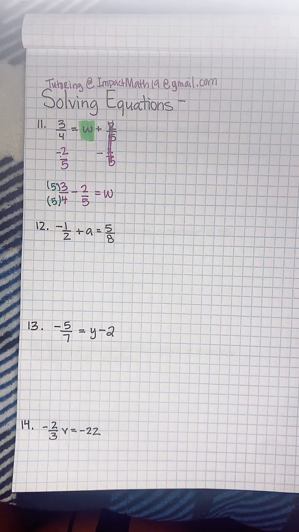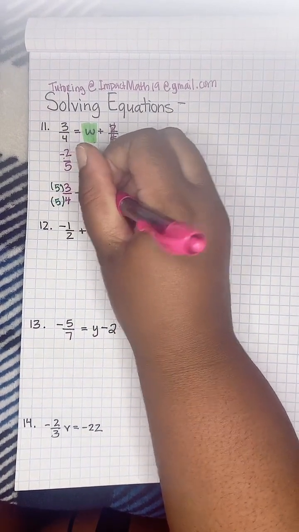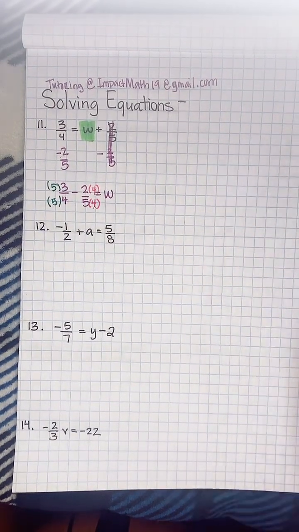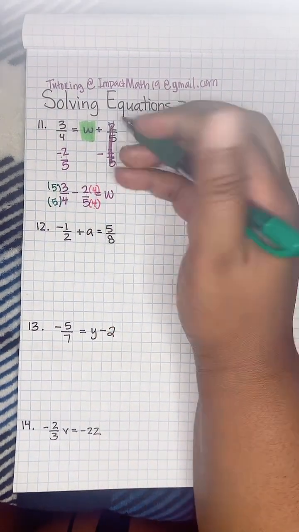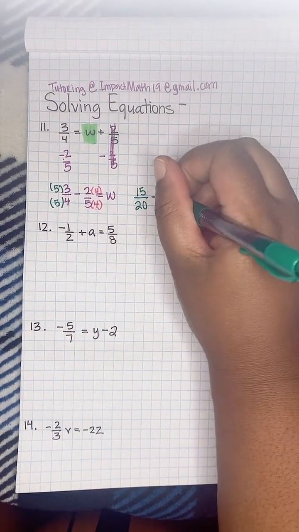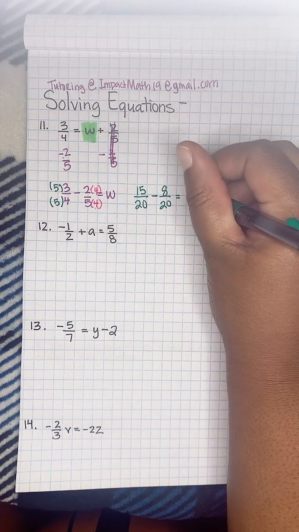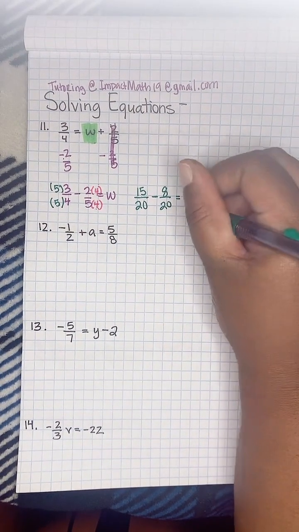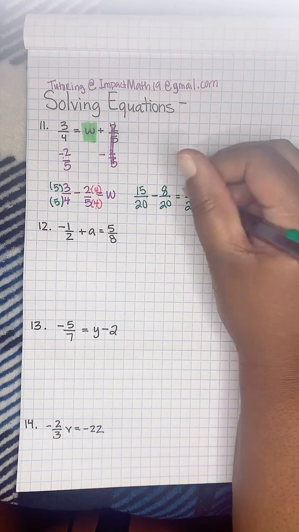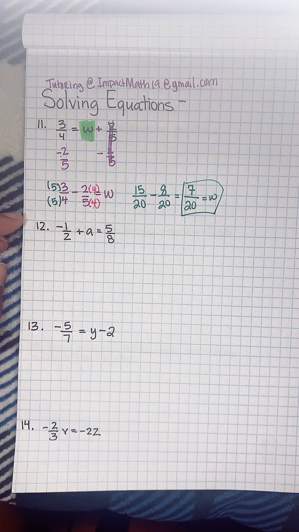Here, I'm asking myself, 5 times what can give me 20? Well, 4. And I have to do top and bottom. So I'm going to end up with 3 times 5 gets me 15 over 20 minus 2 times 4 gets me 8 over 20. And 15 minus 8 is going to be 7 over 20. Good. So I did see somebody say 7 over 20. Wonderful. Yes, 7 over 20. Good, Rainbow. Yes.